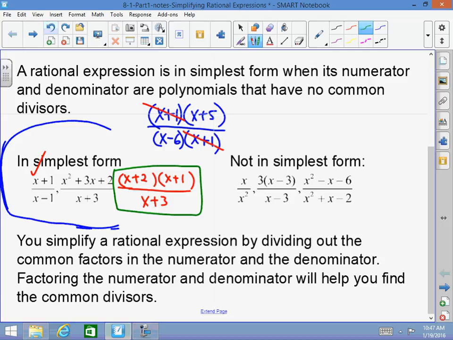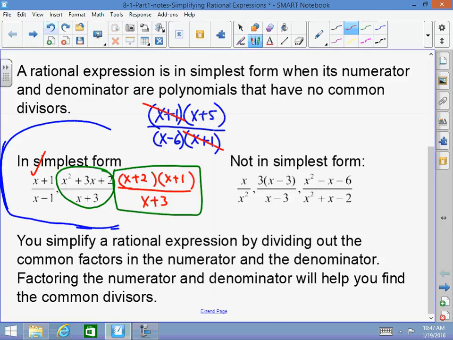Yes, sir. You can leave the answer like this or like this. But you're going to have to factor it out to see if it is simplified or not, sir. Thank you, my brother. If the x plus 2 were an x plus 3, then I could cancel it out. Yes, sir. Correct, sir.